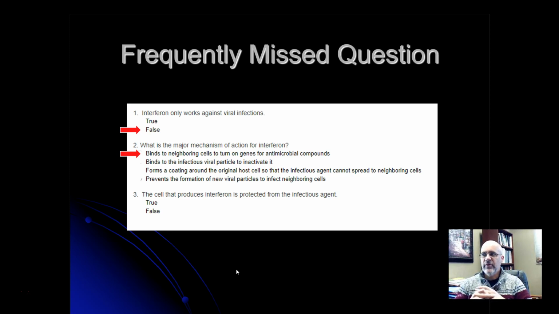"The cell that produces interferon is protected from the infectious agent." That one is false. An infected cell with interferon is sending a signal to neighboring cells. It's the neighboring cells that wind up getting protected.